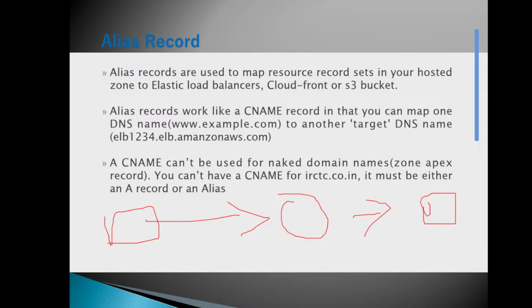Alias records are used to map resource record sets in your hosted zone to Elastic Load Balancer, CloudFront, S3 bucket. Alias works like a CNAME record in that you can map one domain name, example.com, to another DNS name similar to elb1234.elb.amazon.aws.com. So एक वेबसाइट को दूसरी वेबसाइट से लिंक करना हो या एक डोमेन नेम को दूसरे डोमेन नेम से लिंक करना हो तो अलायस यूज कर सकते हो.